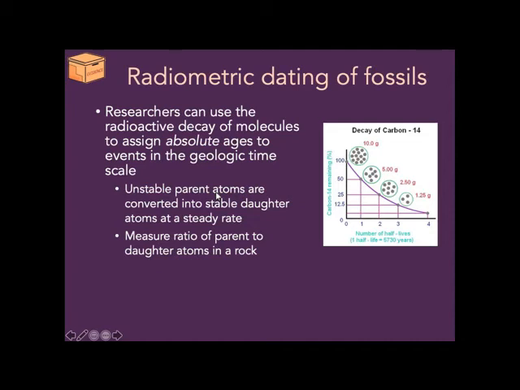So basically, we start out with unstable parent atoms that are in the organism at the time that it's alive, and they get gradually converted into stable daughter atoms. And we can look at a rock and see the ratio of parent to daughter atoms to determine when that rock was made.